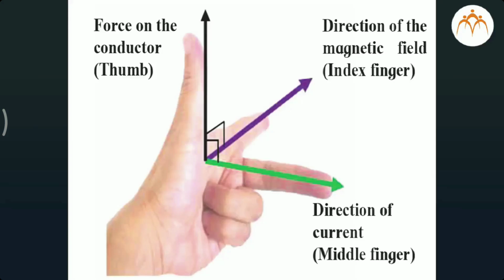This behavior can be explained by Fleming's left-hand rule. The thumb represents the direction of the thrust on the conductor or the motion of the conductor. The forefinger represents the direction of the magnetic field, North Pole to South Pole. The center finger represents the direction of the current, conventional current from positive to negative terminal.